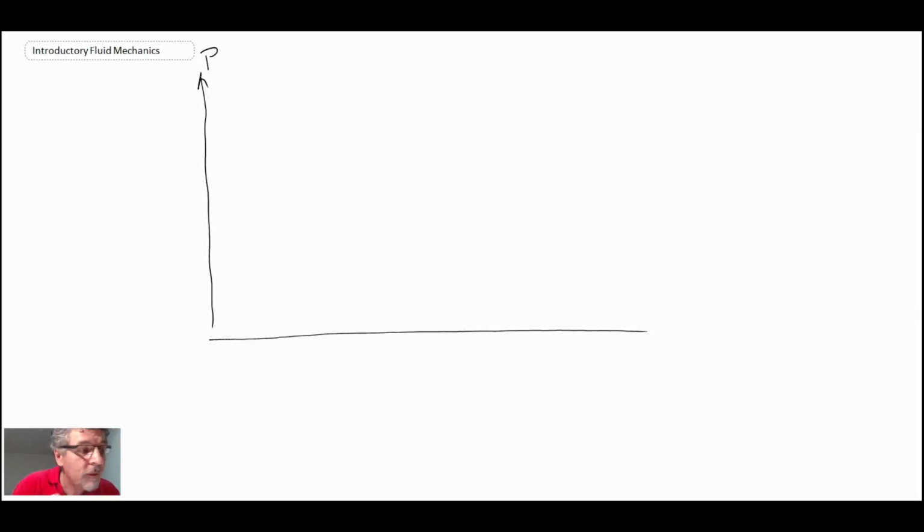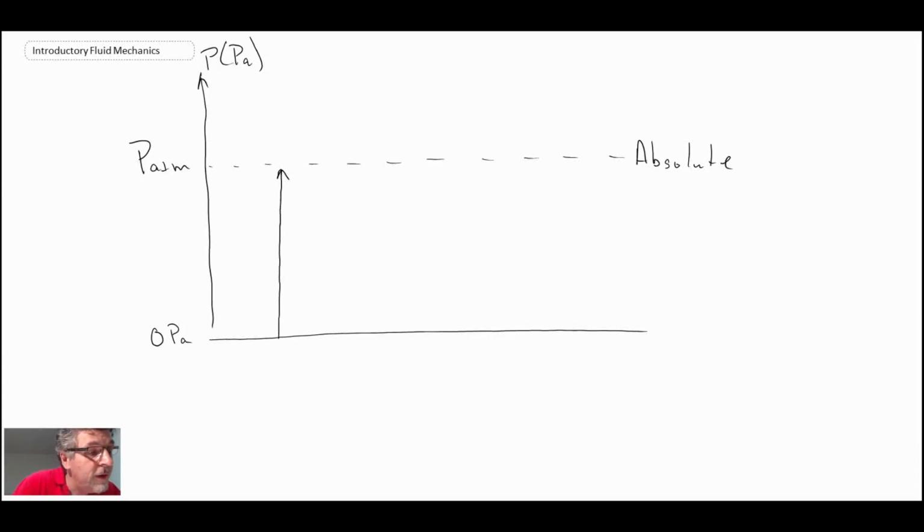So let's take a look at a plot of these, or a diagram showing the different pressures. What I'm going to plot on the vertical is going to be the pressure itself. And first of all, let's assume that our atmospheric pressure is here, and we'll call that absolute. So down here would be 0 pascals. And typically, atmospheric is 14.7 psi, or 101,325 pascals. And we'll denote that as being P_atm, so that's atmospheric pressure.